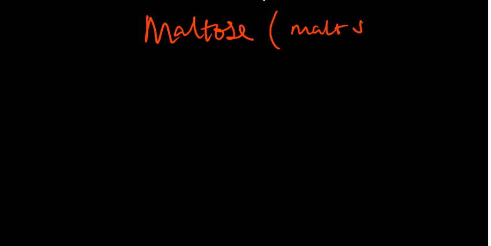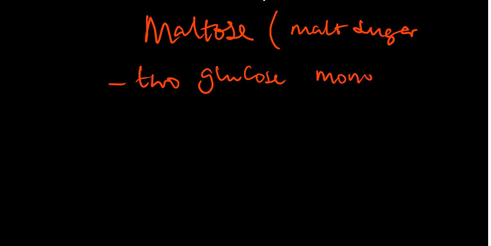We have what we call maltose. Now maltose is called malt sugar. It is water soluble. It is composed of two glucose monomers. It is soluble. It is also a reducing sugar.